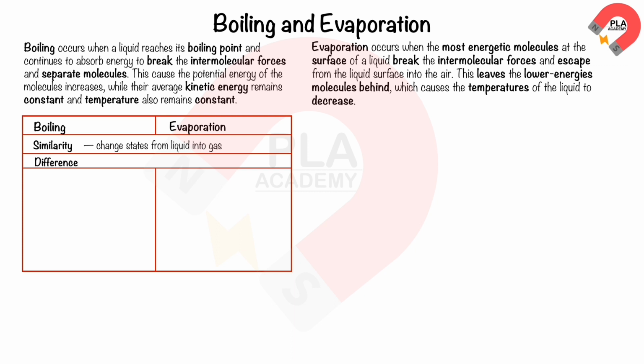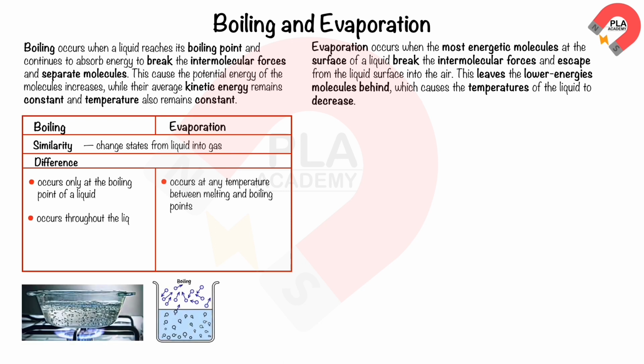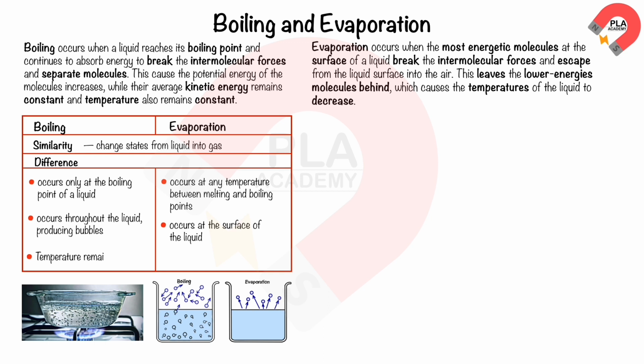The difference between boiling and evaporation. Boiling occurs only at the boiling point of a liquid, while evaporation occurs at any temperature between the melting and boiling points. Boiling occurs throughout the liquid, producing bubbles, while evaporation occurs at the surface of the liquid. Temperature remains constant during boiling, while temperature decreases during evaporation.